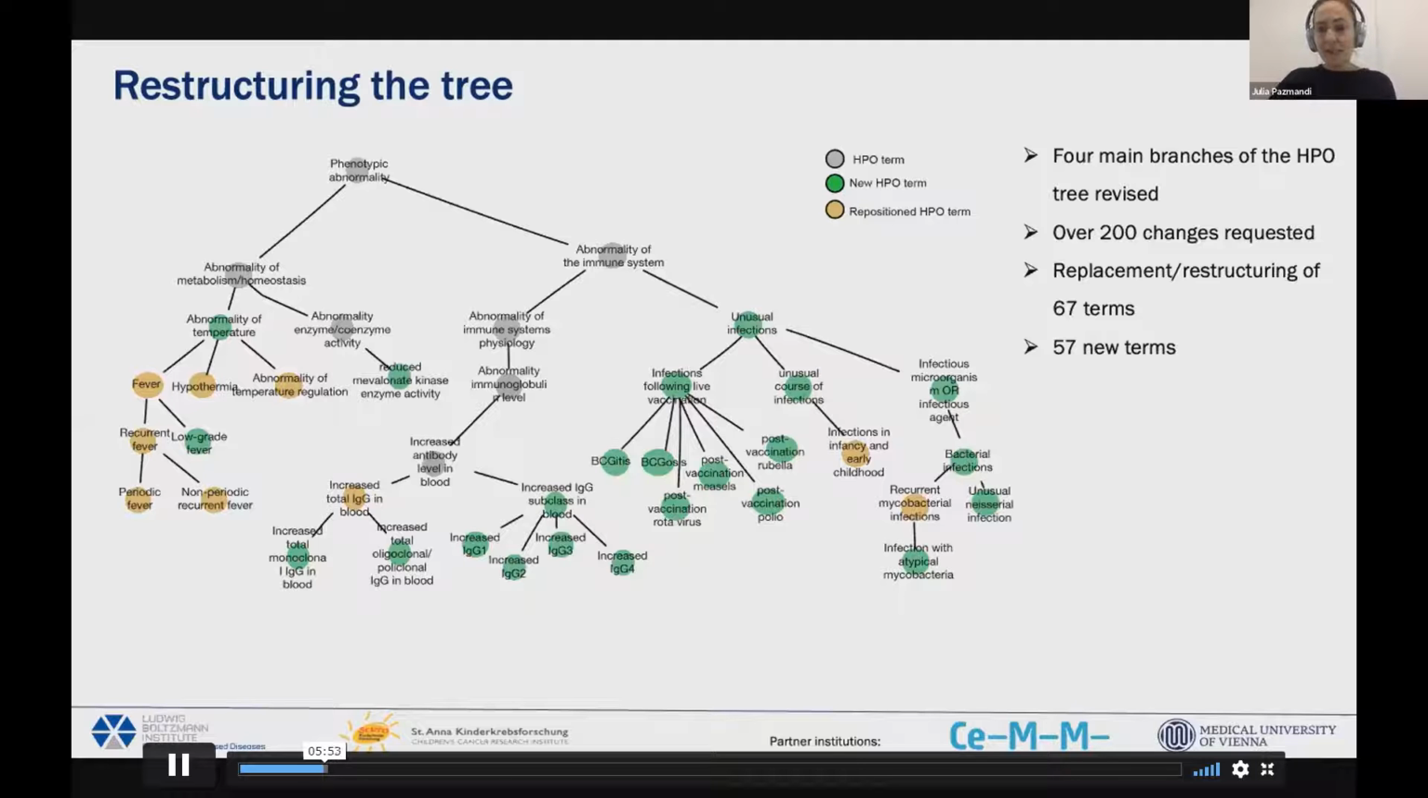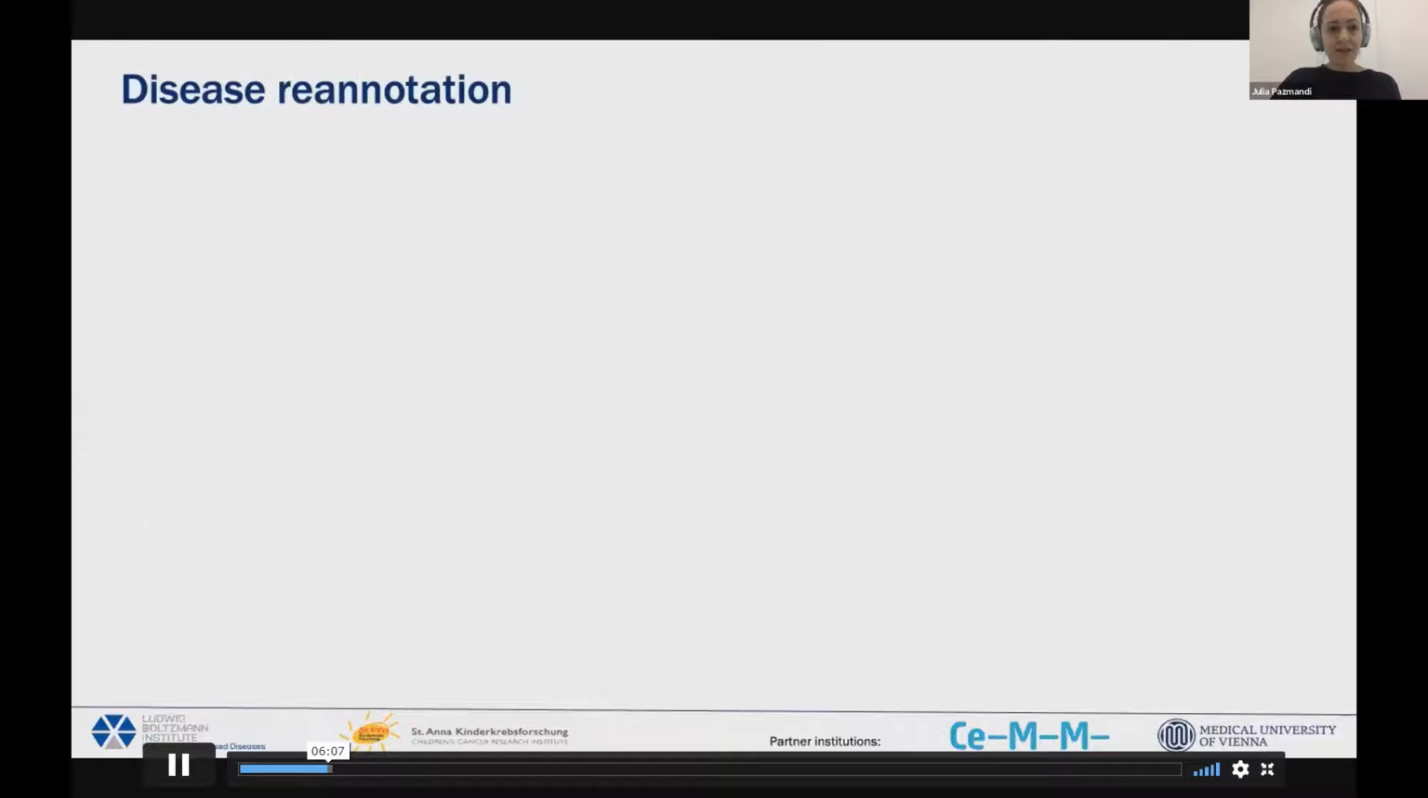So in summary, so far we have dipped our toes into 4 main branches of the HPO tree and requested over 200 changes, among them 57 completely new HPO terms. And this effort is still ongoing.